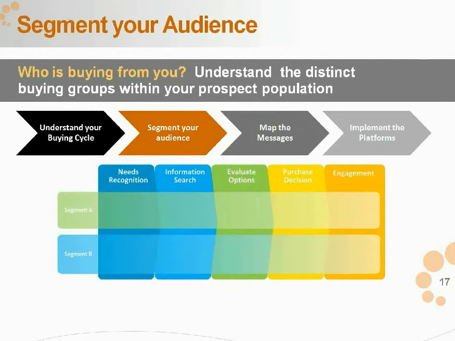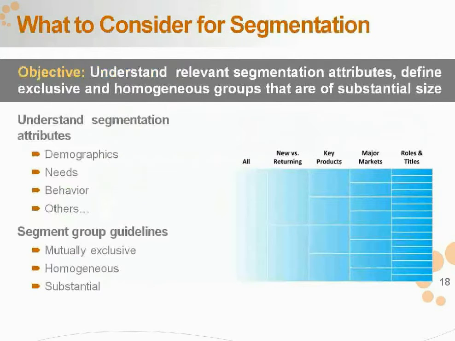Some more information that you can use for segmentation would include demographics, pain points, motivations, behavior, maybe geography. There's a whole bunch of different things that you can use, like industry vertical. The key, though, is to make sure that they are sufficiently large groups and they are sufficiently homogeneous. They are mutually exclusive so that you can then map your messaging to each of these individual groups. And that is very important.